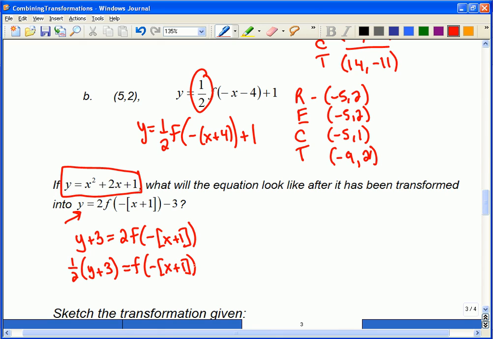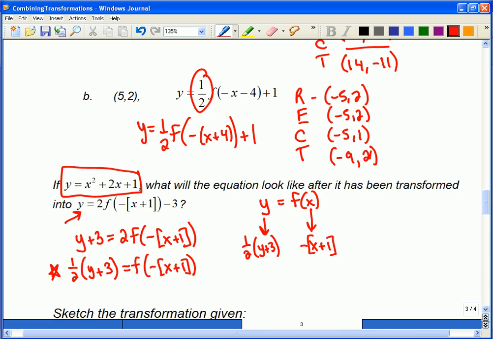Now the reason I wanted to do things this way is originally this is what I started with. I started with y equals f of x. Now I have this messy looking awful thing here. But what it tells me is this graph no longer has a y. Now it has a 1/2 y plus 3. And there is no longer an x. There is a negative x plus 1. I can go ahead and directly put that back in the equation to get my answer.